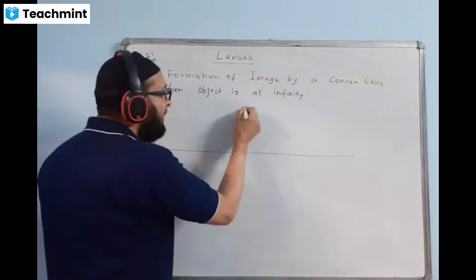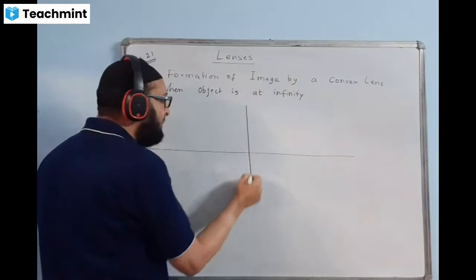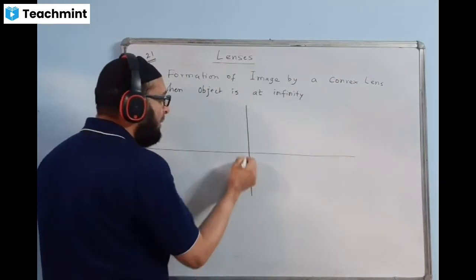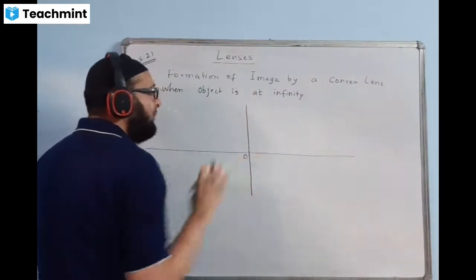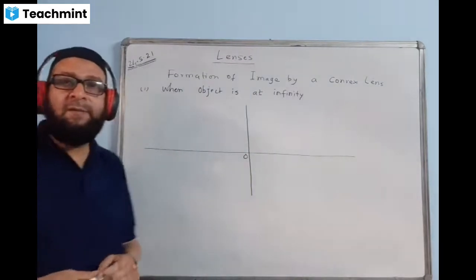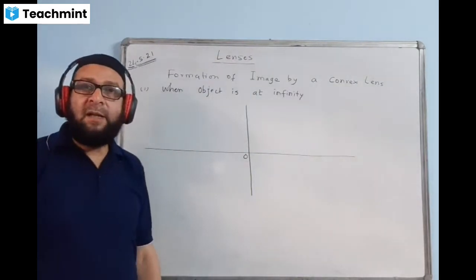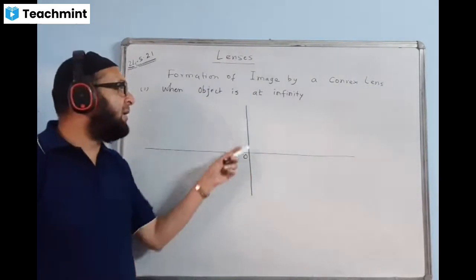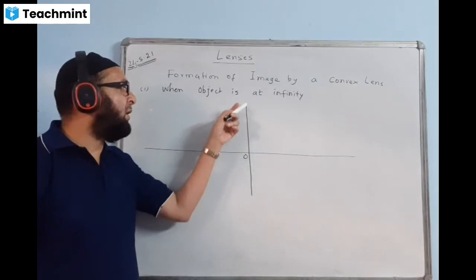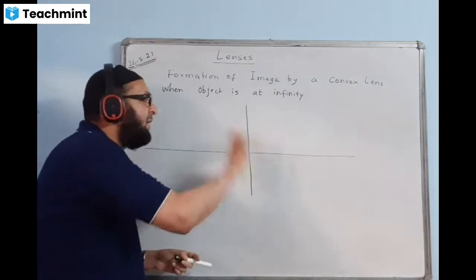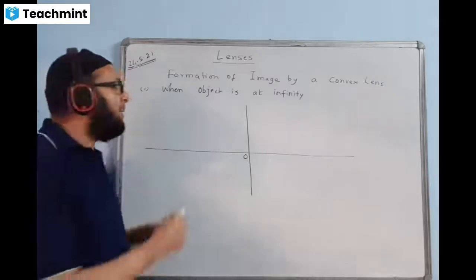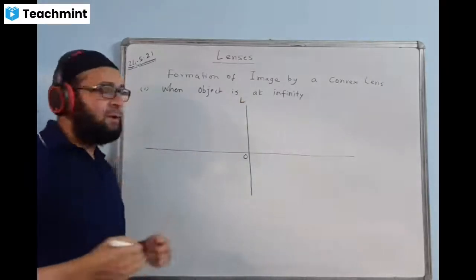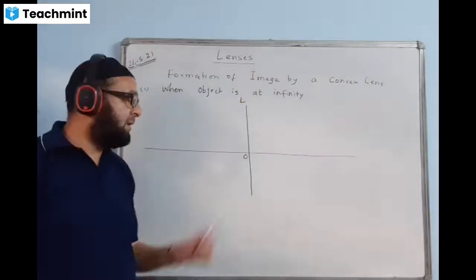And somewhere in the middle, we'll draw a vertical line. This is the axis of the lens. The height should be the same on both sides. For the sake of convenience and perfectness, I'll take the height of this line equal to 3 ruled lines: 1, 2, 3. Exactly 3 lines up, 3 lines down. And mark this as L. L means lens. This is the optical center.